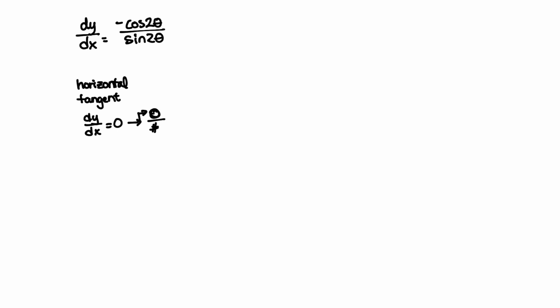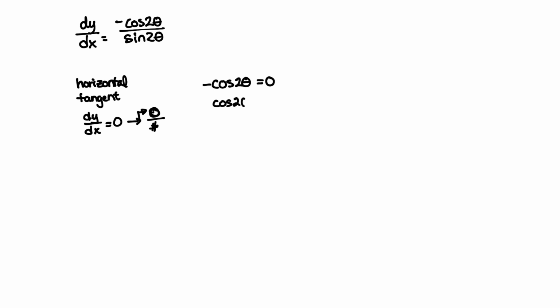So to find these points where this occurs, we simply have to take the numerator of dy/dx, which is minus cosine 2 theta, and we want to set that equal to 0. Divide both sides by -1 gives us the cosine of 2 theta is 0, and follow that same argument like I did the other time. We're asking ourselves for what angles is the cosine 0 to start with.